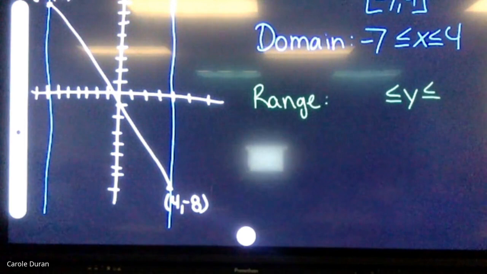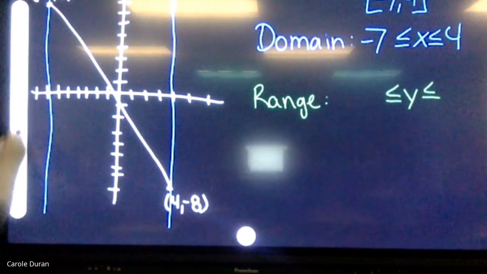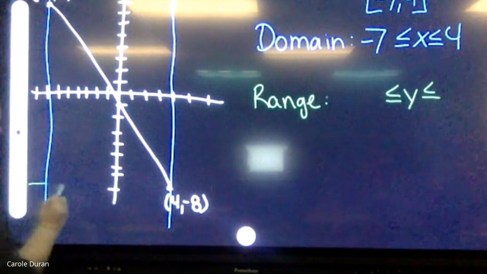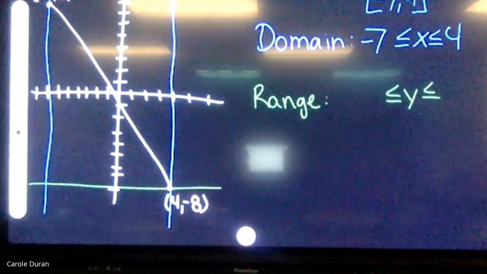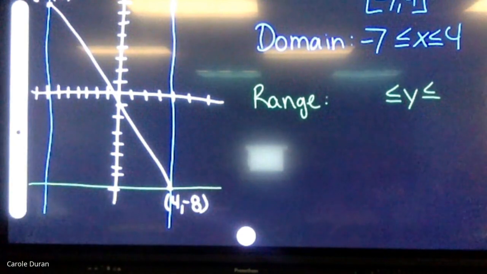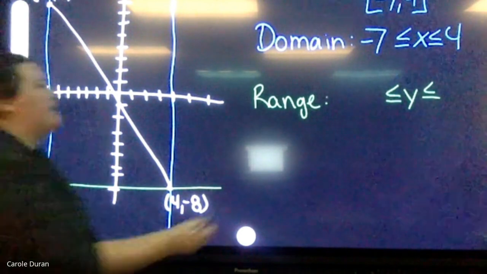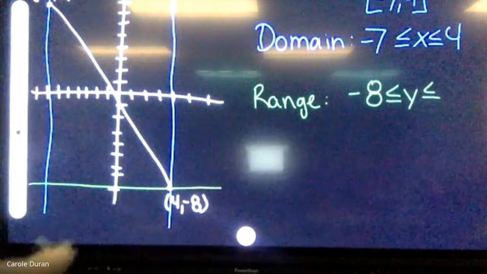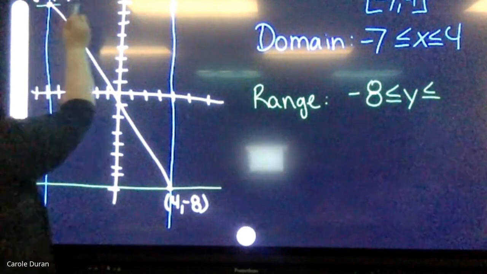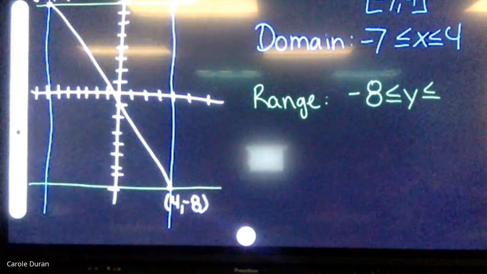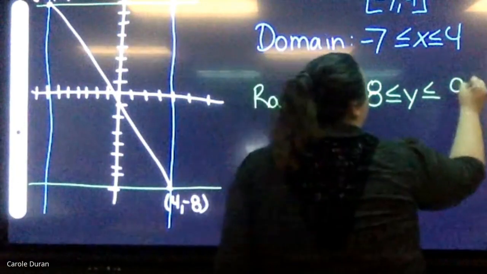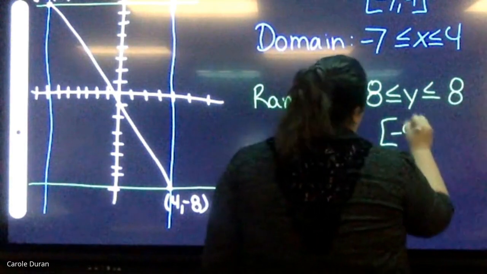Then we're going to do our range, which moves from bottom to top. So I find my lowest y value. What value was it at? -8, so that's the bottom. And then I follow it all the way up to my highest y value, which was +8, which means my range goes from -8 to 8.